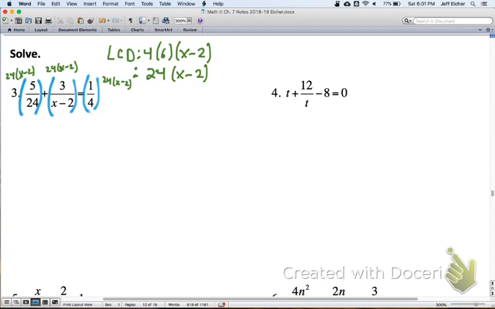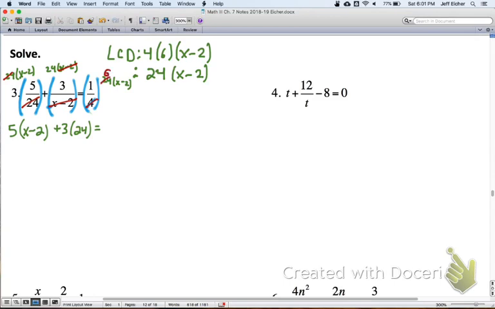And let's see what we get. When we multiply the first fraction on the left, the 24 divides out with this 24, and we're left with 5 times x minus 2. Next, the middle fraction, the x minus 2 divides with this x minus 2. So we're left with 24 times 3, so plus 3 times 24.